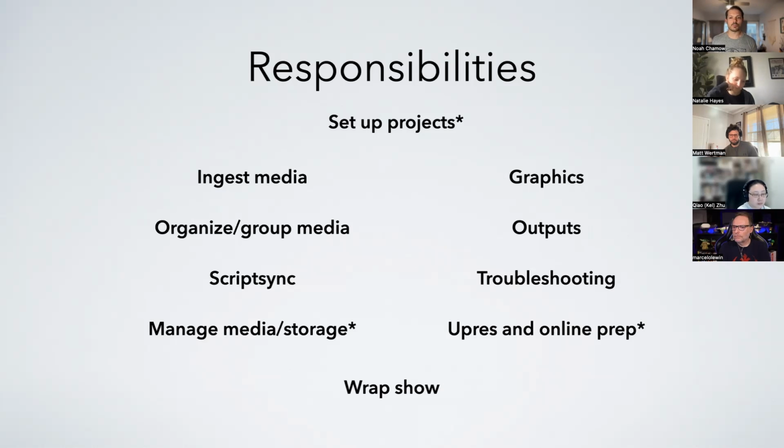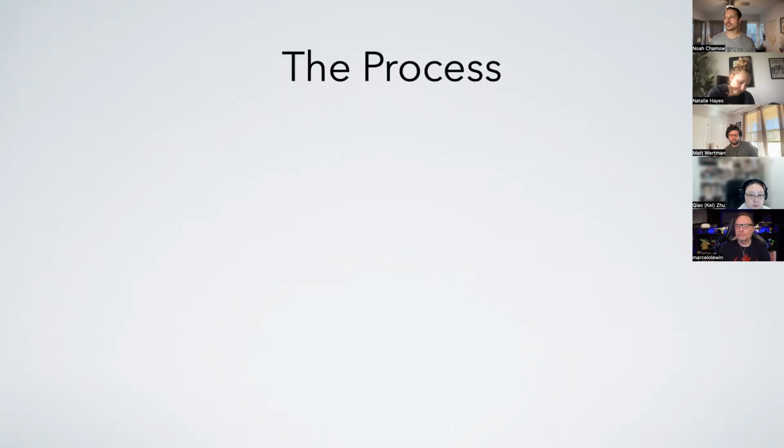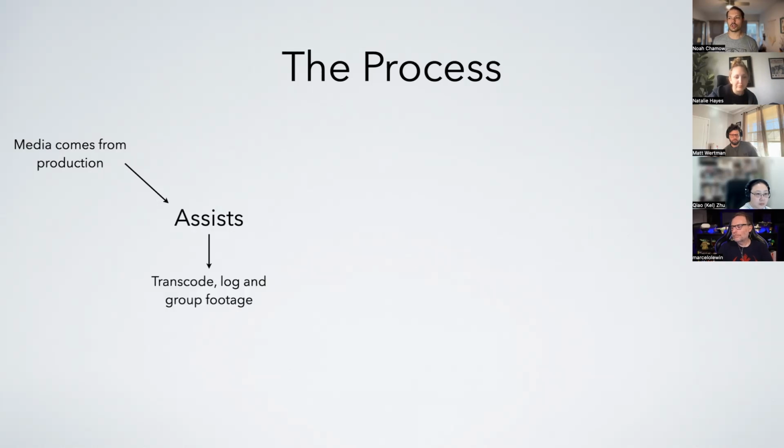Let's talk a little bit more about the process itself. As far as what you would do as an assistant editor, media comes from production, and that goes to the assistant editor. The assistant editor will then transcode, log, and group that footage. Then any graphics and music that come in will be ingested by the assistant editor. Then once that footage is transcoded, logged, and grouped, those groups will be given to the editors and the story producers.